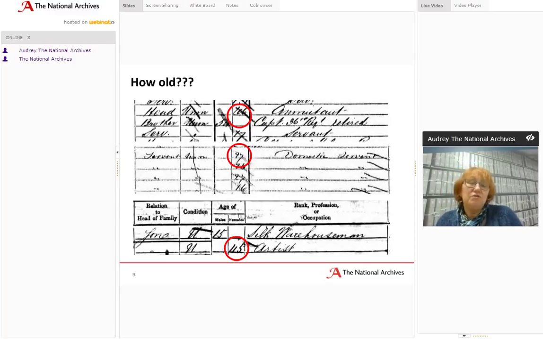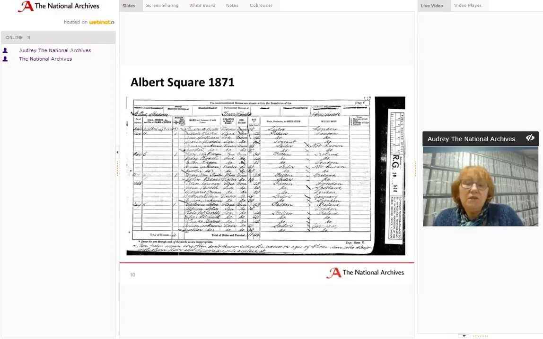So these are just 3 examples, and it didn't take me very long to find these 3 to show you. So this is the sort of thing that you can look out for, and that's the reason you might want to search without an age at all, just in case you've got some sort of odd transcription like that. This is one of my favourites.